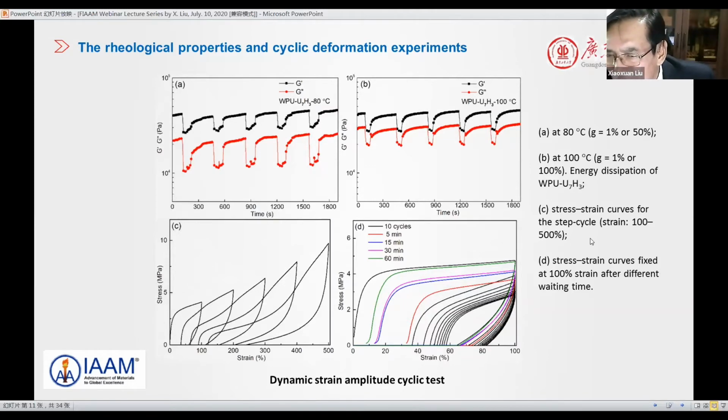It shows the stretching properties, and the strain is persistent from 100 to 500%. The strength recovered is fixed at 100% strain after different wetting times.